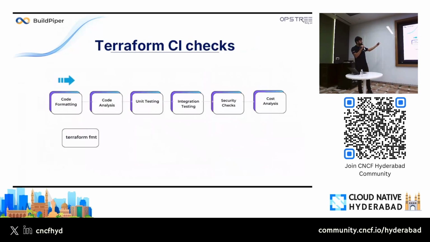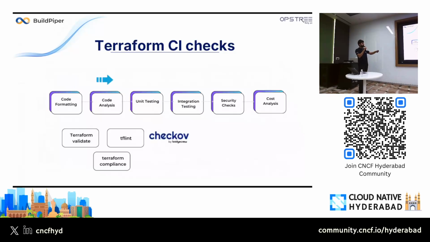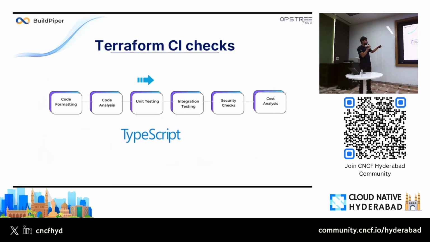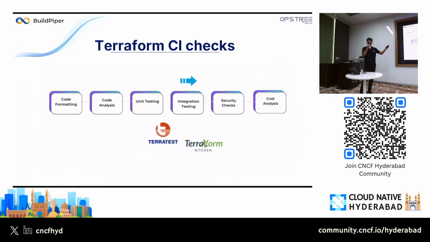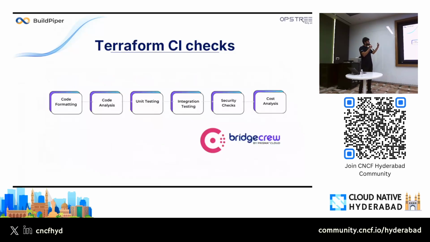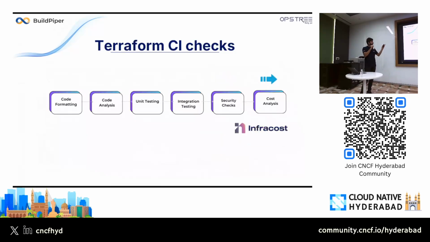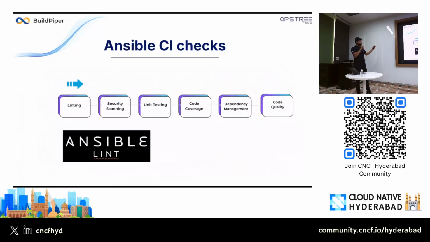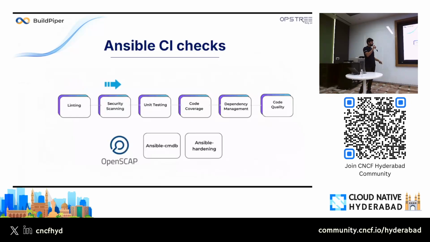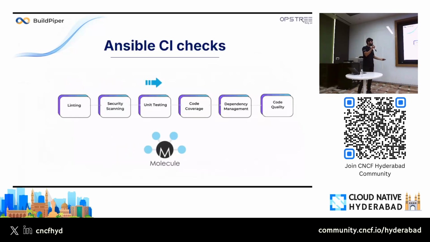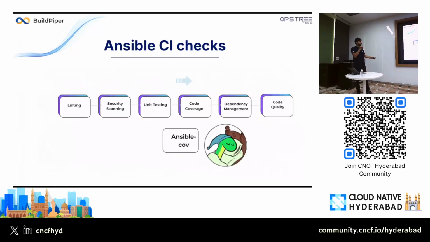So again, here you have a sample Terraform pipeline that you can have, where you use tflint, Terraform validate, or Checkov, and then infra cost. You can use all these tools to actually do Terraform specific checks. Then this is the Ansible specific checks that you can have. So we can use Ansible CMDB or Molecule for doing unit testing and all these tools.